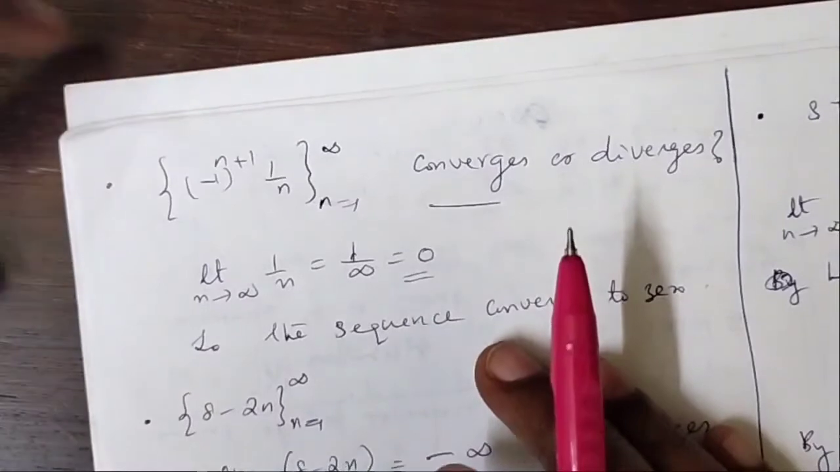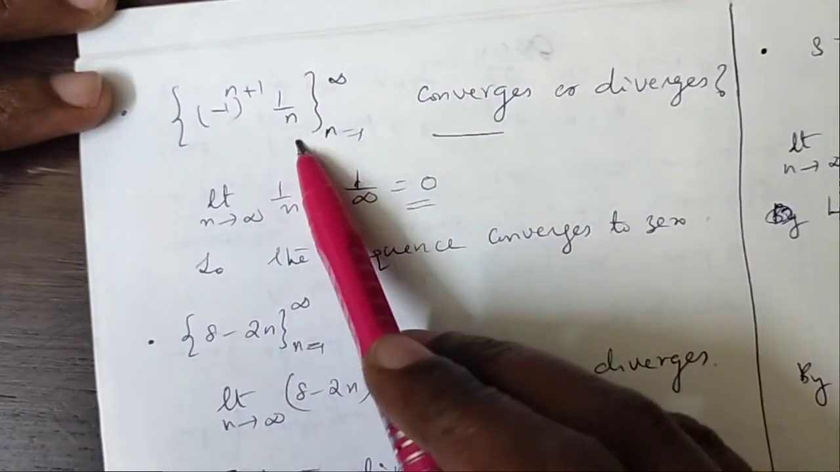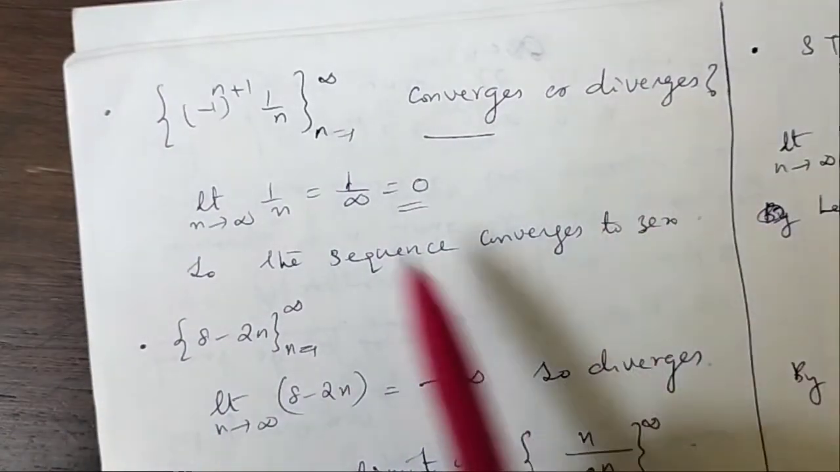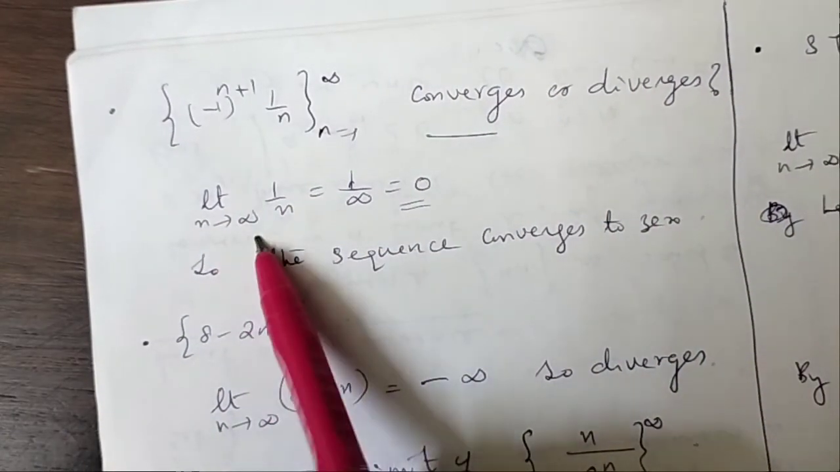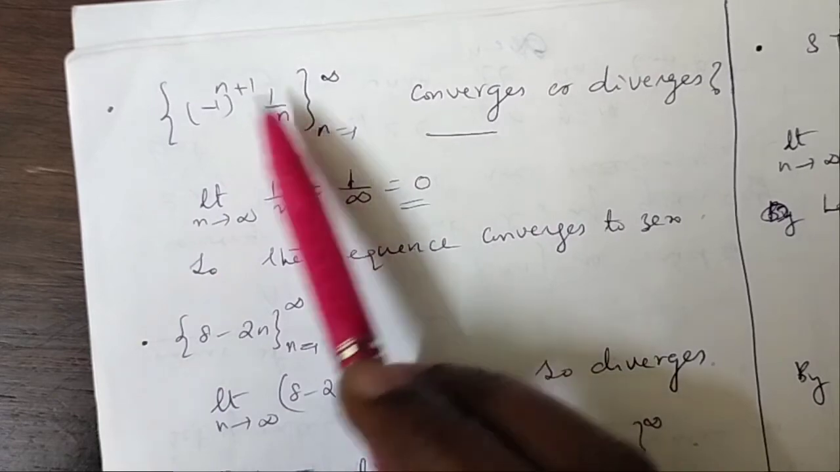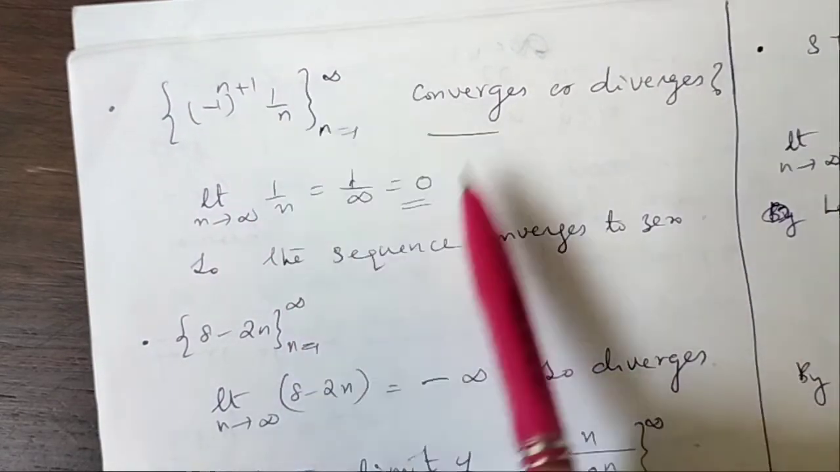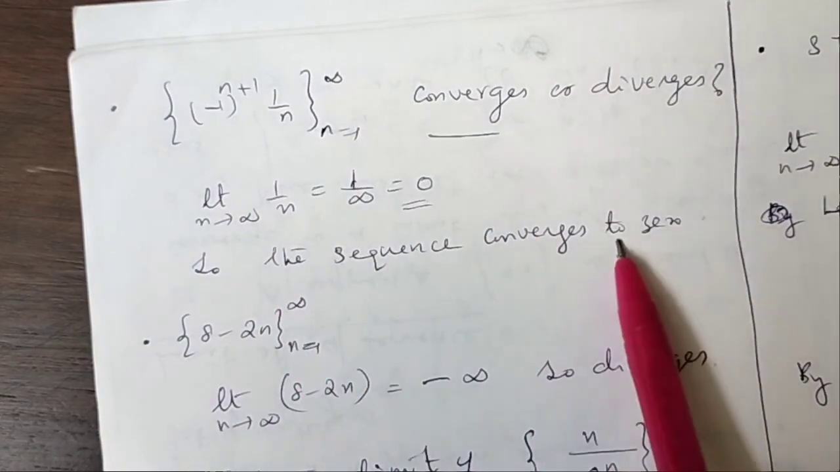Next one, sequence minus 1 raised to n plus 1, 1 by n, n from 1 to infinity, converges or diverges. So what is the limit value? Limit n tends to infinity of 1 by n is 1 by infinity, it is 0. So in the plus or minus case it is 0 itself. So the sequence converges to 0.